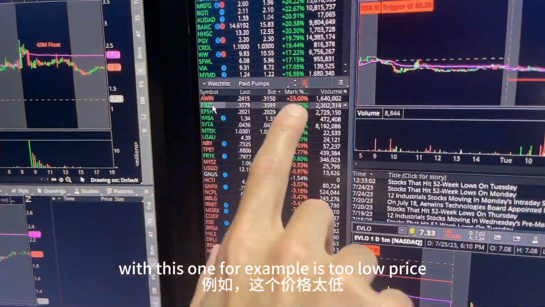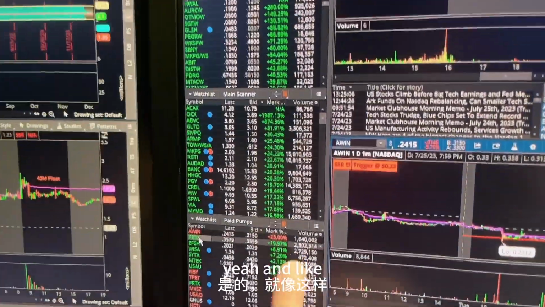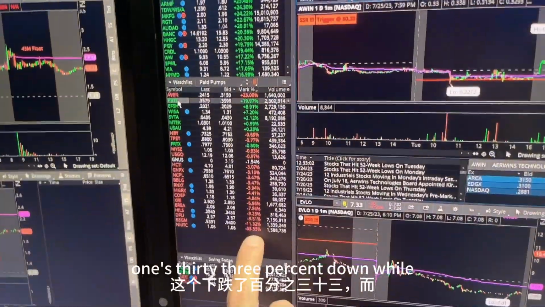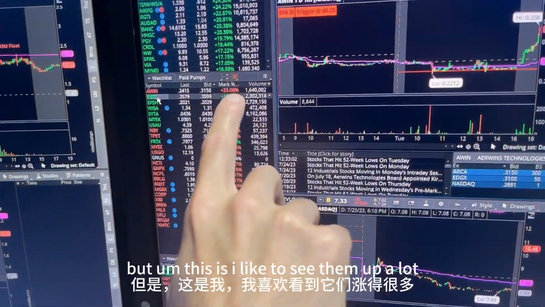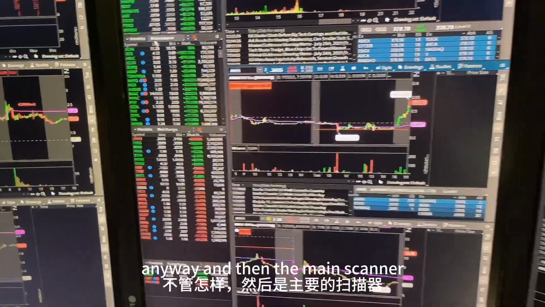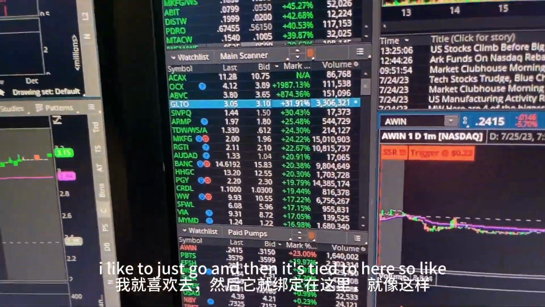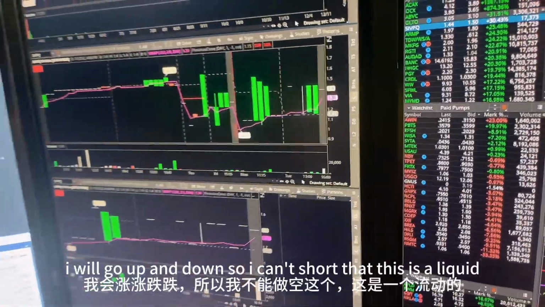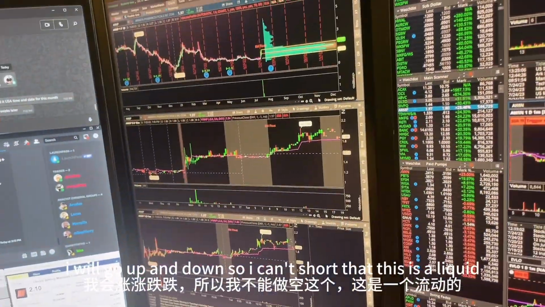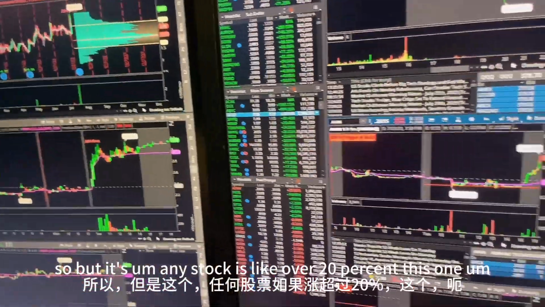But this one, for example, is too low price. I gotta have it over $1 at least. And they don't go up that much. This one's 33% down. But I like to see them up a lot. And then the main scanner, it's tied to here, so I will go up and down. I can't short that, this is illiquid. But it's any stock that's over 20%.